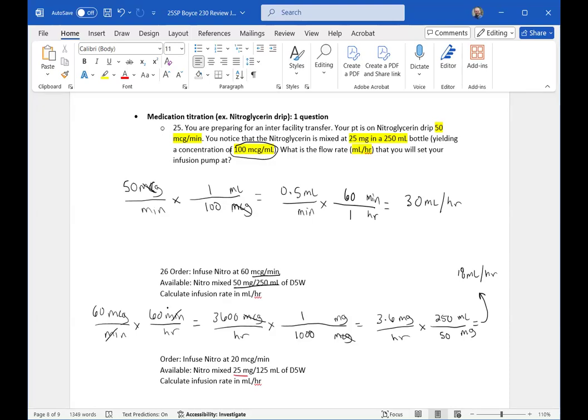So those are some good questions. And really the only difference between what you're doing here and what you're doing with a units per hour thing is just that you're dealing with different units of measure, right? So heparin uses units, nitroglycerin uses micrograms, insulin uses units, and so that's what that is.